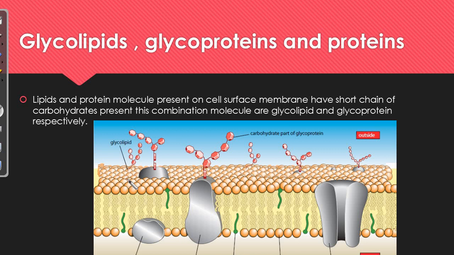It is on the phospholipid bilayer. Therefore it is known as glycolipid. So this is the carbohydrate composition of the plasma membrane. Let's discuss how they are helpful.